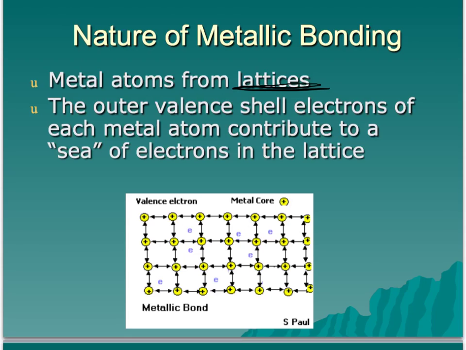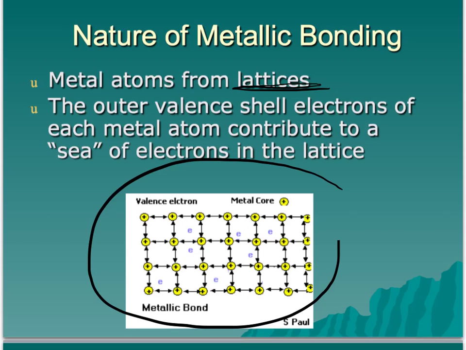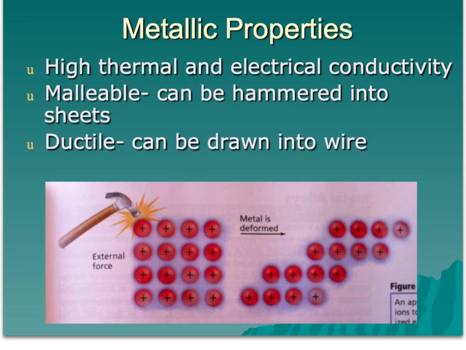So what happens in metallic bonding is the metal atoms form what we call lattices. And you may have heard that word before. Basically, it looks like this picture down here. You can kind of think of it like a fence or a grate of sorts. So we call that structure a lattice. And basically what's happening with the electrons is the outer valence shell electrons of each metal atom are contributing to what we call a sea of electrons in the lattice. So they're not really being shared, they're not really being transferred, they're just kind of hanging around, floating out there in the lattice.